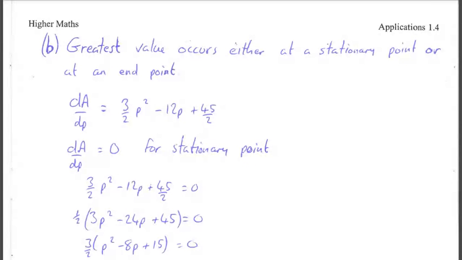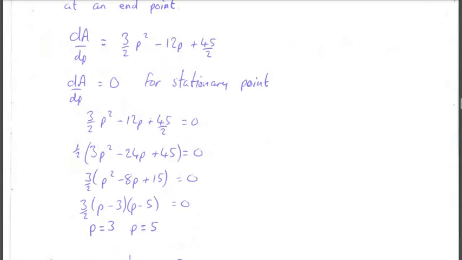So we need to differentiate. It's a reasonably straightforward one to differentiate. It's just a cubic. So we'd end up with 3 over 2 p squared minus 12p plus 45 over 2. Make our statement. So we've got all of this equals 0.